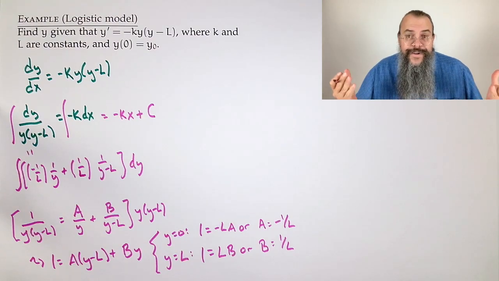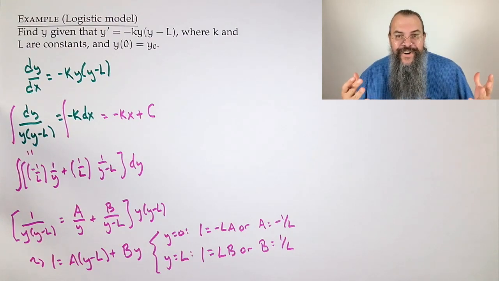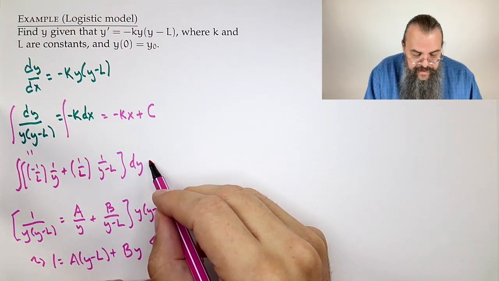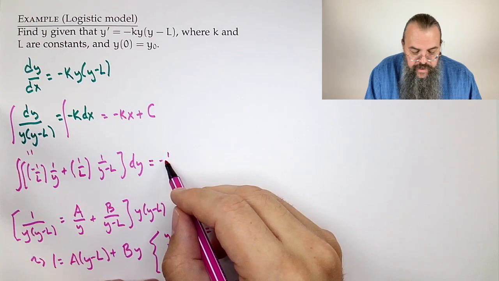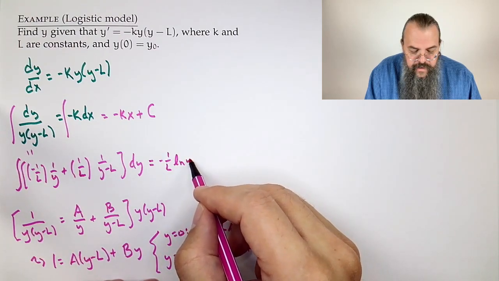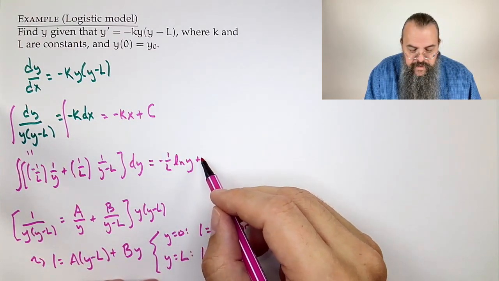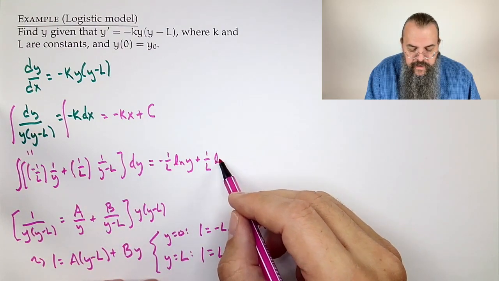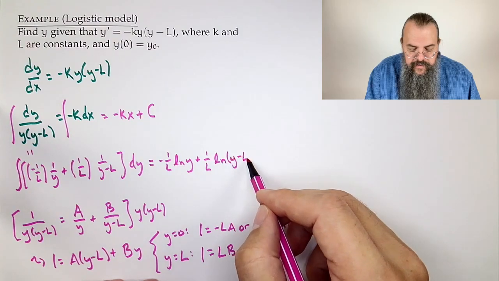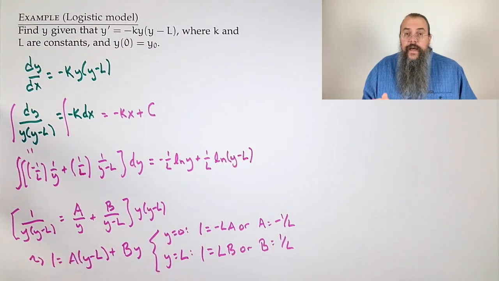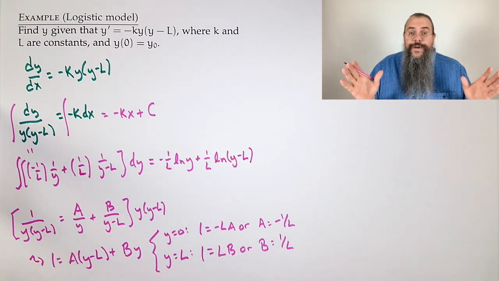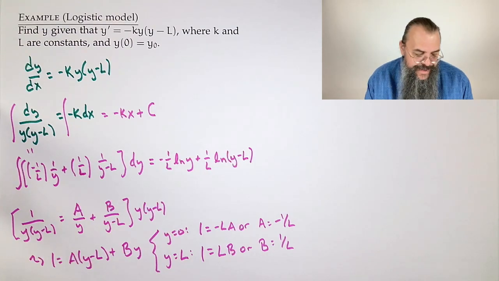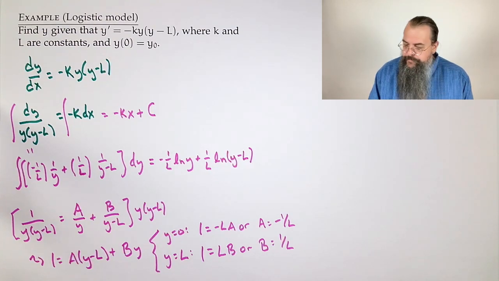And now, of course, the integrals have become easier to do, right? That was our goal, and I think we succeeded. So what do we have? This is minus 1 over L times log of y, and plus 1 over L, and here we have log of y minus L. And now we're good. We're wonderful. Okay, so let's keep going here, and let's see what we can say.